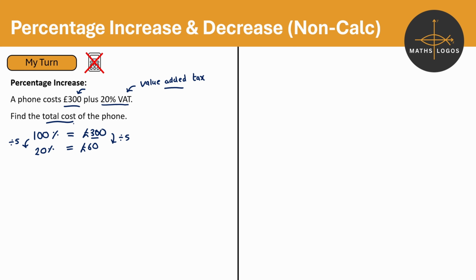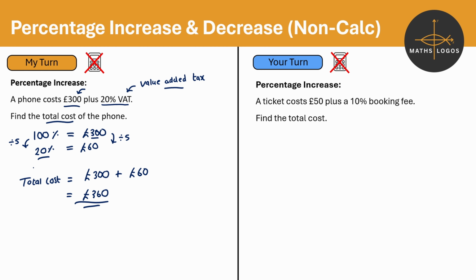Find the total cost of the phone. Well, the total cost is going to be equal to the original amount, so that's the £300. Then we have to add on that 20% VAT, which is equal to £60 in this case. So that means the total cost is £360. Give this question a go.